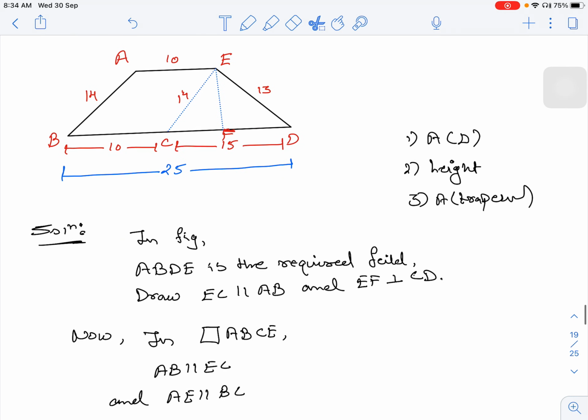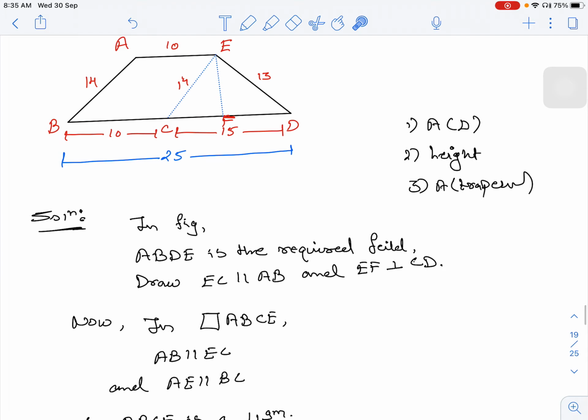Now what condition is given? In the figure, ABDE is the required field. What we have done is drawn EC parallel to AB, and drawn EF perpendicular to CD. These two constructions we have made. Now in quadrilateral ABCE, as per the construction, AB is parallel to EC and AE is parallel to BC. Therefore ABCE is a parallelogram. Since it is a parallelogram, AE will be equal to BC.